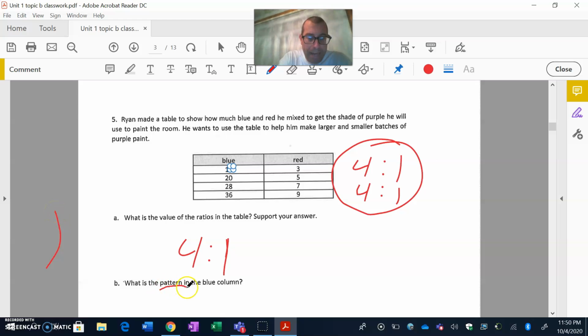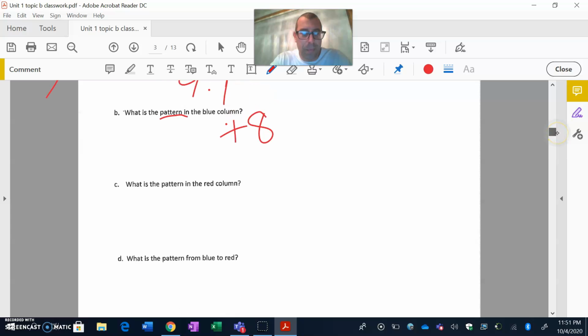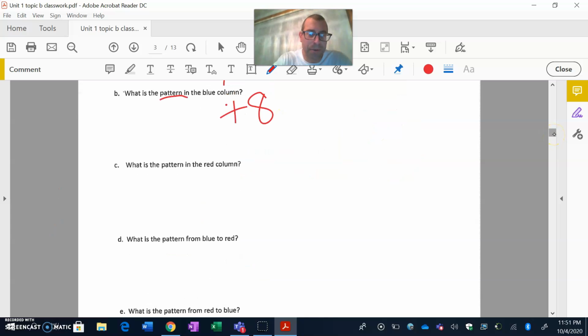What is the pattern in the blue column? So if we're looking at the blue column there, what's their pattern? What are you doing to work your way down from number to number? You should see that we are adding an 8 every single time. So we can just use symbols like that. There's nothing wrong with that at all. What's the pattern in the red column? If we go up and look at all the red numbers that are here, 3, 5, 7, 9, each time we're adding a 2.